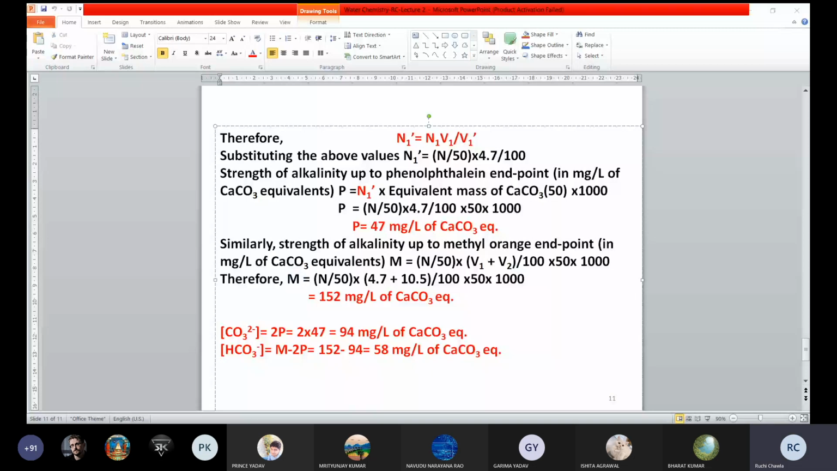And after you have calculated capital P and capital M, you will calculate the individual concentration of the ions with the help of P and M values. And the unit is also very important. You need to report the result in correct units. If you do not write the units, then the numerical values have no meaning.